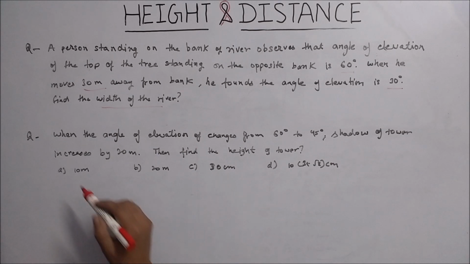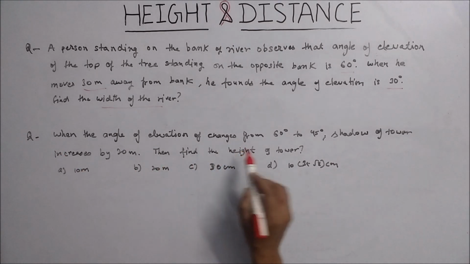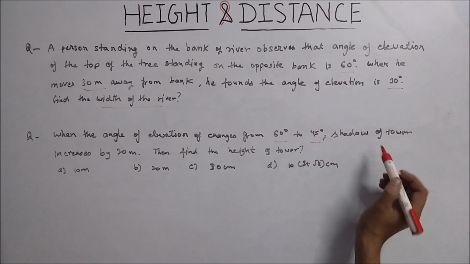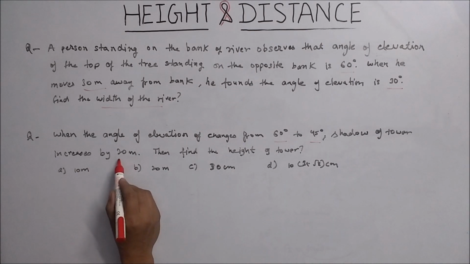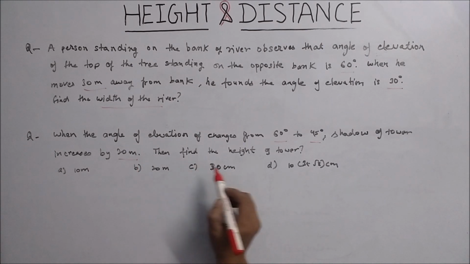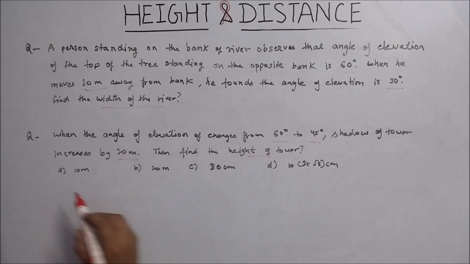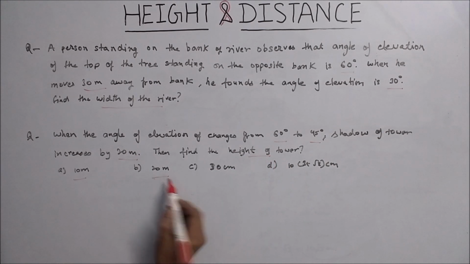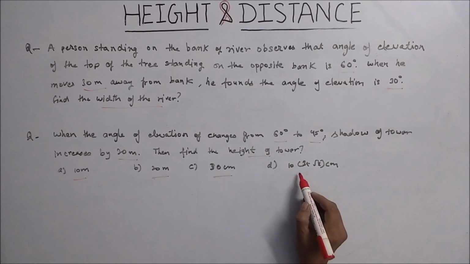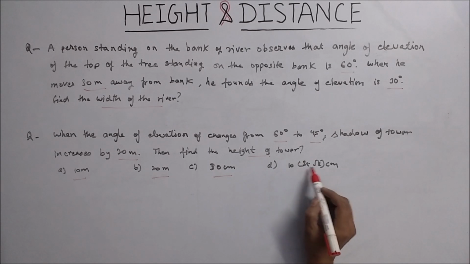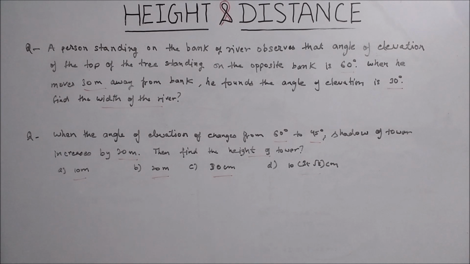And the second question: when the angle of elevation changed from 60 to 45 degree, the shadow of the tower increased by 20 meter. Then find the height of the tower. Here the options are 10 meter, 20 meter, 30 meter, and D, that is 10 bracket 3 plus root 3 bracket close centimeter. So friends, this is about the height and distance basics. In the next part of the video, we will talk about elevation and depression in height and distance.